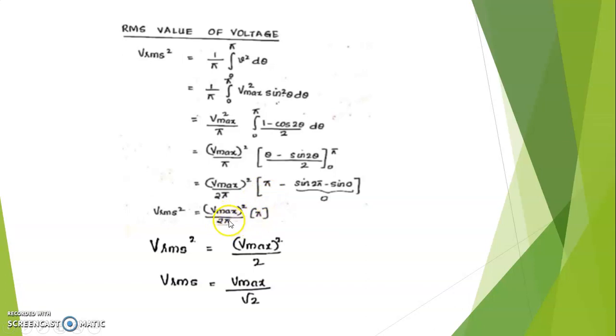Pi and pi gets cancelled. So, finally, we have Vmax squared by 2. But remember, the term on the left hand side is a square. So in order to get Vrms, we have to take the square root of the RHS. So we get Vmax by root 2.